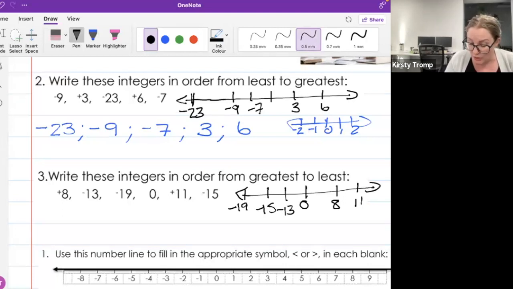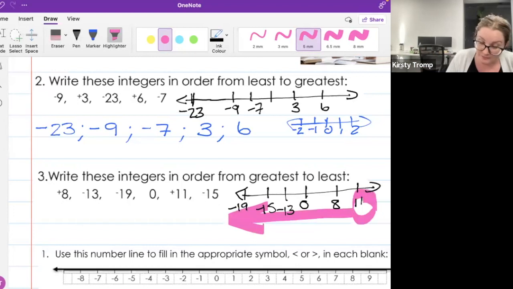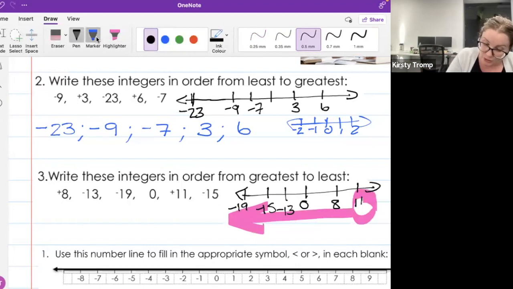I've put them into order. Now I'm going to read the question again. The question says, write these integers from the greatest. The greatest means the biggest number, to the least, the smallest number. So if I'm going from the greatest to the least, that means I'm going to start from here and work my way down.